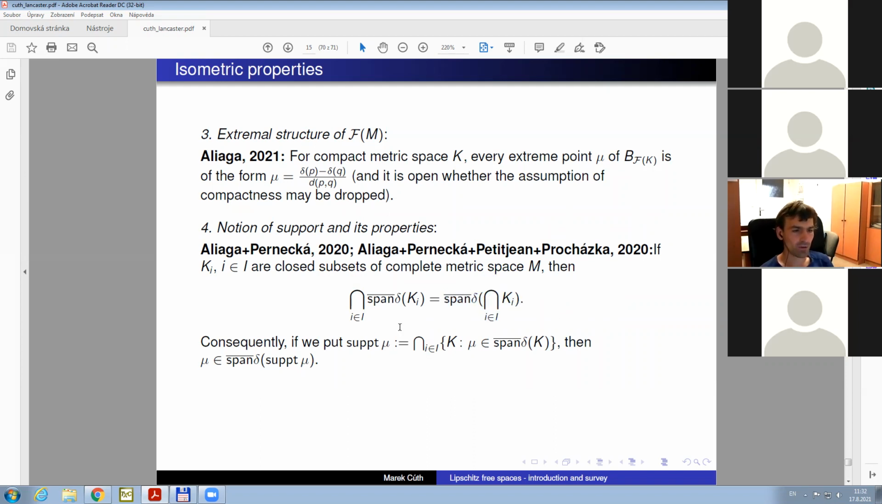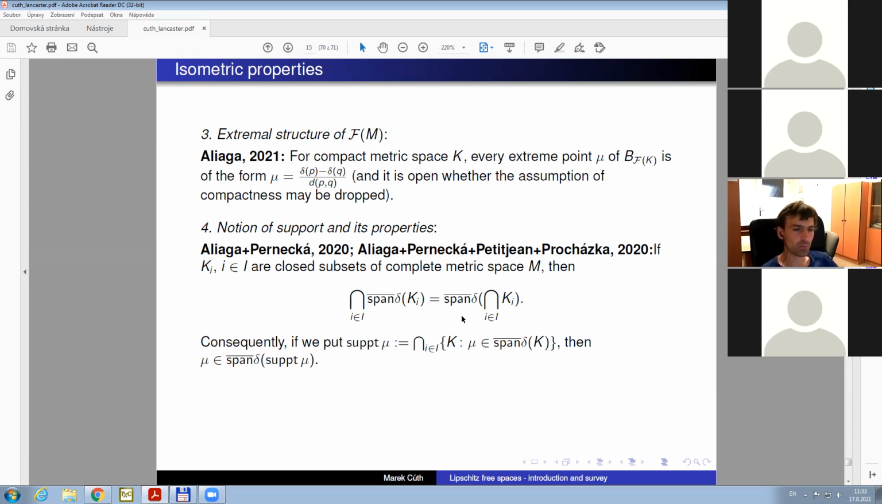Okay. So consequently, this enabled those authors to define the notion of a support as the smallest set K such that the member μ from the free space can be attained as a closed linear hull of the evaluations on this set K. And due to this intersection theorem, we have that μ is in the closed linear hull of δ of the support. So actually the support is the smallest possible closed set such that μ is in the closed linear hull of all the evaluations on this closed set.